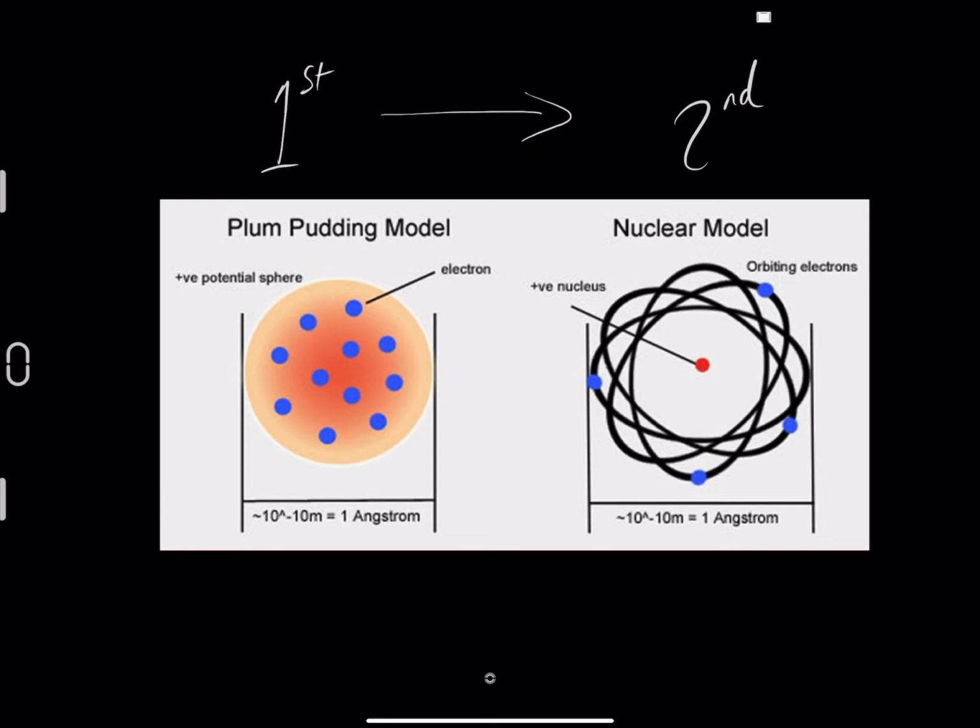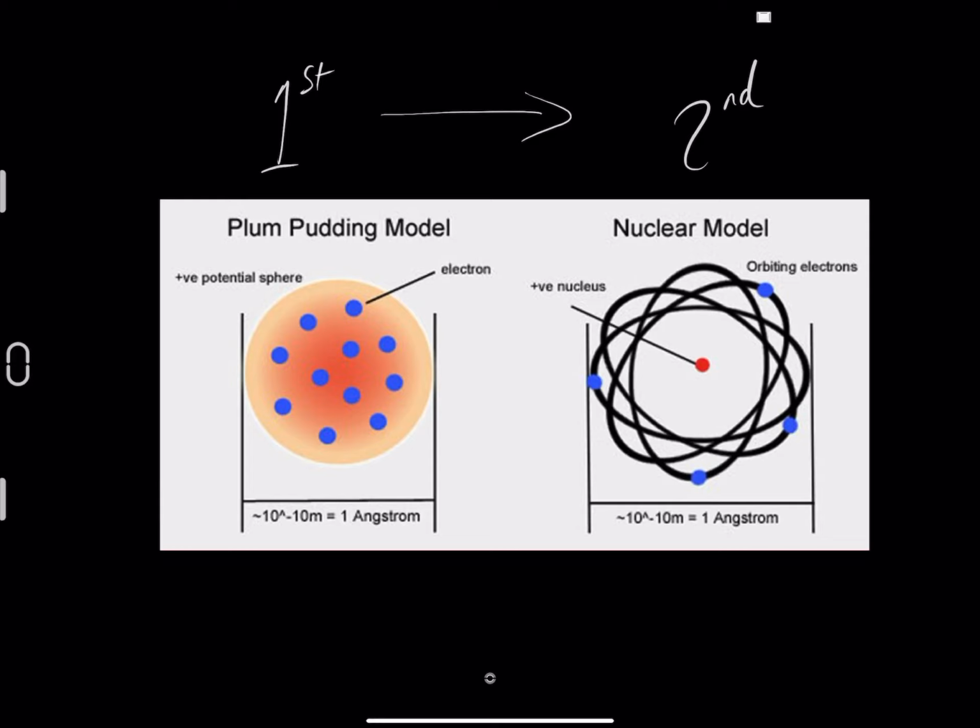And then we come to the nuclear model, a model which we are more familiar with now, where we have a central nucleus with orbiting electrons. But to get to this nuclear model, we have to describe in detail the scattering experiment that led us to this nuclear model. Okay, so these are the two models.